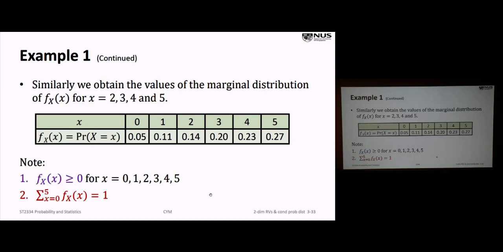Okay. And so we note that, of course, every entry of this table is basically a summary of those row totals, I think, or the column totals, sorry. So this is the summary of those column totals I was just discussing. Every entry is non-negative, okay, and they sum to 1. That's what this says right at the bottom.